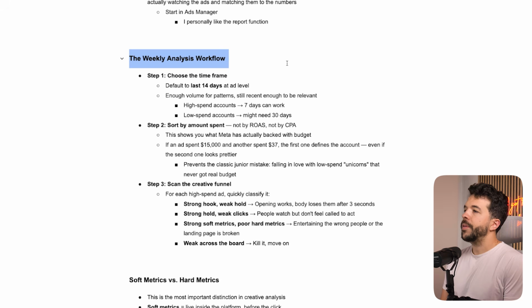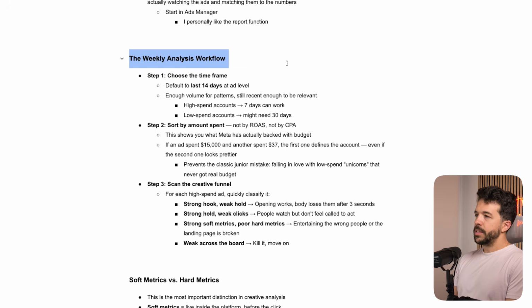If you have enough volume for patterns in 7 days, in a higher spend account, you can use 7 days. In lower spend accounts, you sometimes might need 30 days, but ideally 14 should be enough. Lower spend accounts are a little trickier, but in that case I usually try to pay less attention to data analysis and try to find as fast as possible something that allows us to spend at least those 10 to 20 grand.